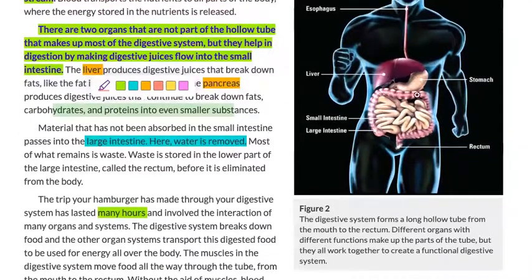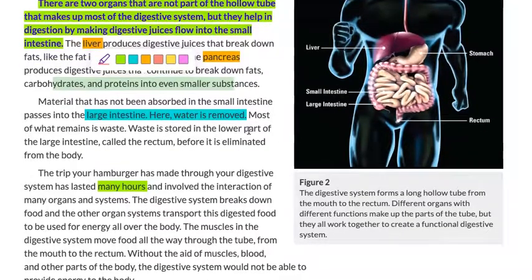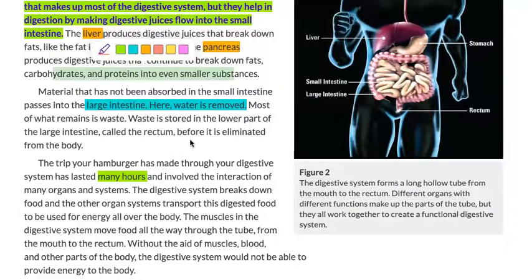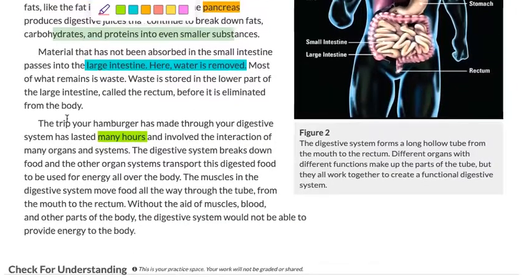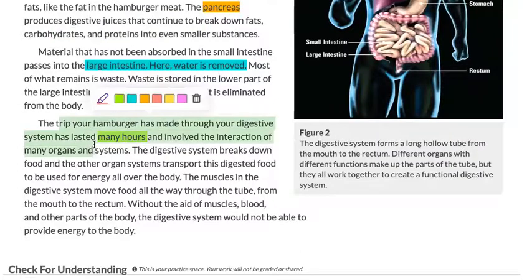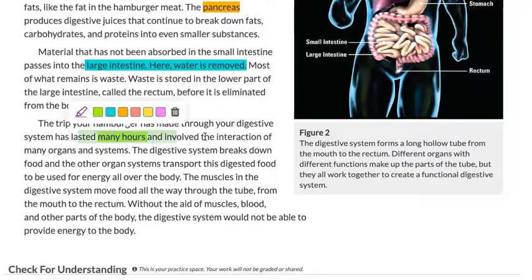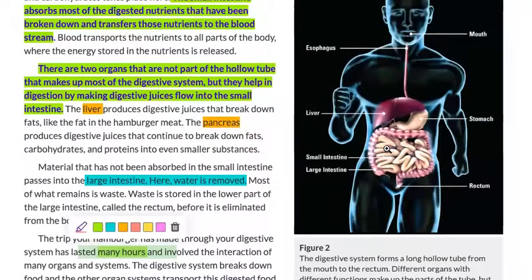Then your food makes its way to the large intestine, where the job of the large intestine is to absorb as much water as possible, right? If we still need water, this is where it's going to happen. It's there to absorb any remaining water, and anything else that's left will be released as waste through the rectum. And so I want you to think about when you eat your food, it takes many hours for it to go through this digestive system.